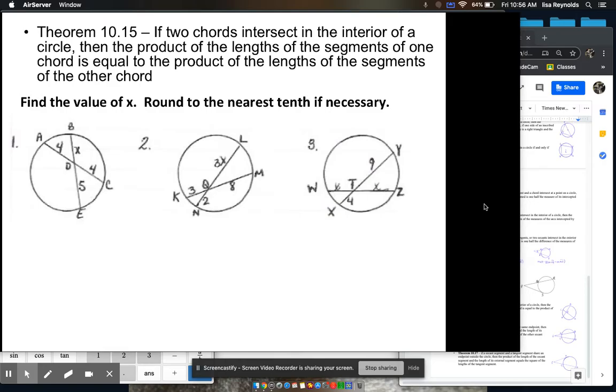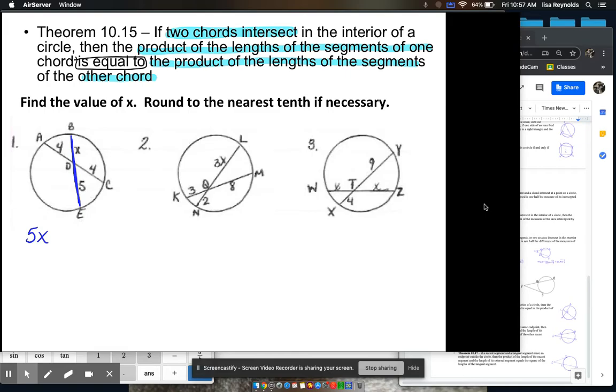So with this one, we're dealing with two chords that intersect. And we're going to have the product of the lengths of the segments of one is going to be equal to the product of the lengths of the segments of the other. In other words, we're going to take and multiply the two pieces of a chord together. So we take our first chord, and we're going to multiply the pieces together, so 5 times x.